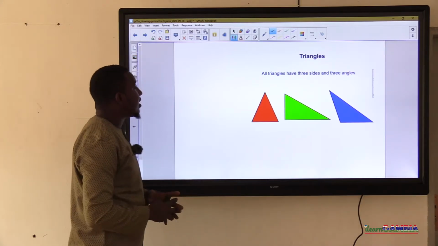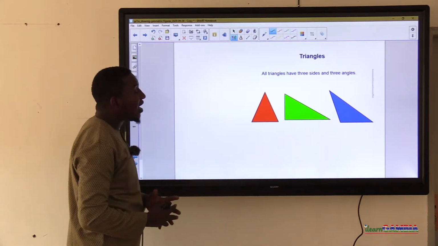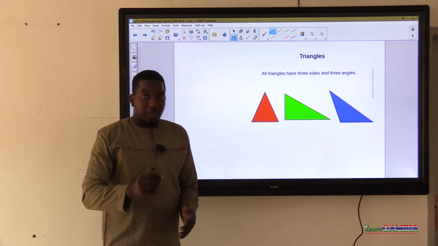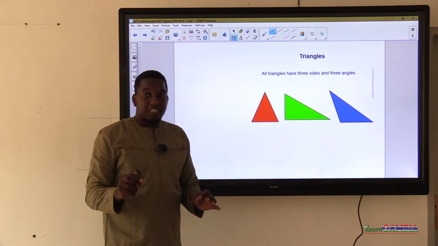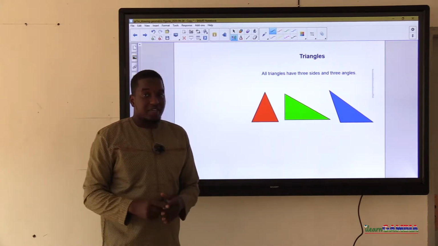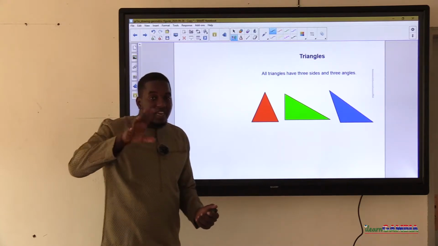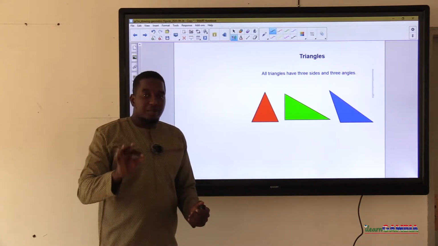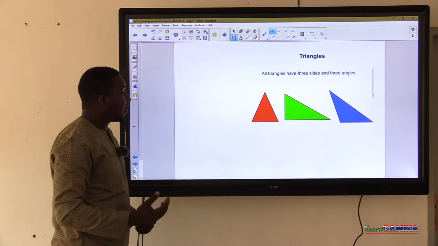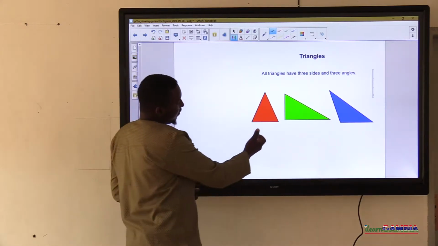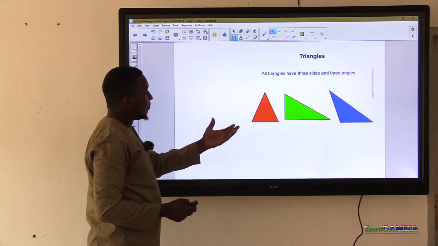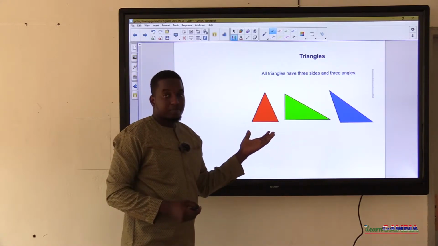We have all triangles have 3 sides and 3 angles. No matter where you go, whenever you see a triangle, the simplest way or the easiest way to identify that this is a triangle is that it must have 3 sides and 3 angles. No matter the shape of the triangle, it must have 3 sides and 3 angles. We have 3 of them here.